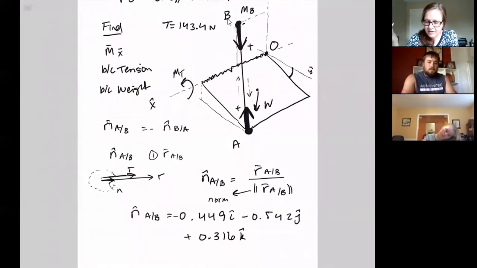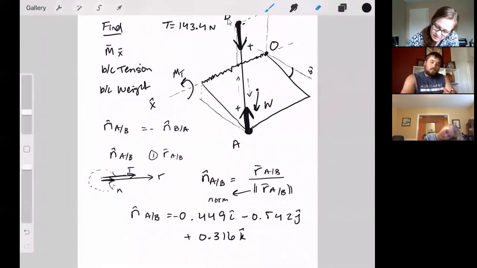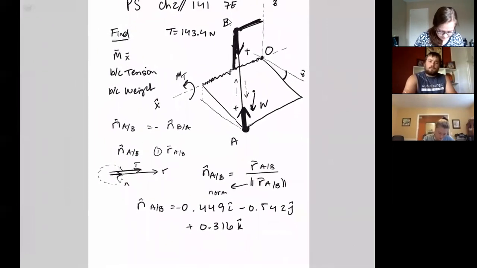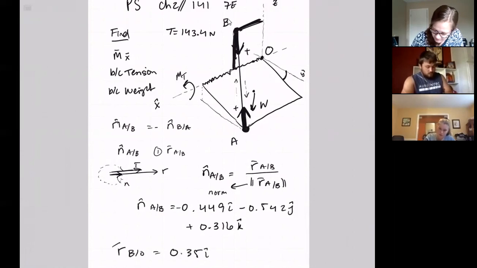Okay, so now we have our force at B. And we still need an R. And our R is going to be BO in the X direction and BO in the Y direction. R_BO is 0.35 I plus 0.4 K, and this is given in the problem. It gives you all the coordinates of that, so all you have to do is plug that in pretty easily.